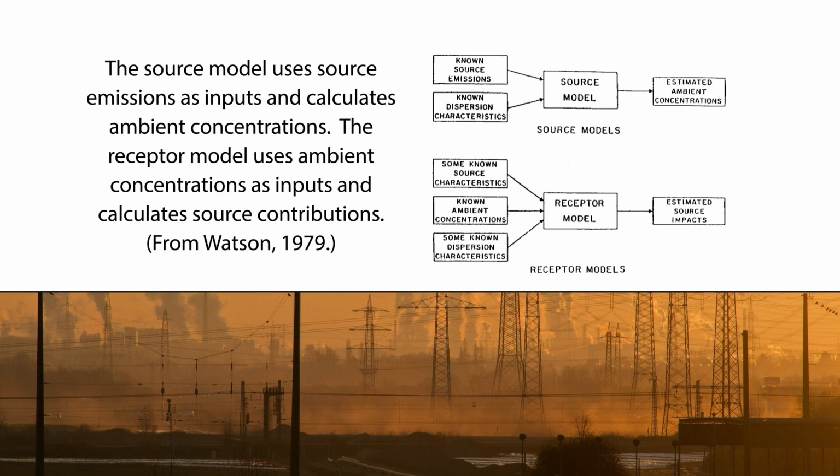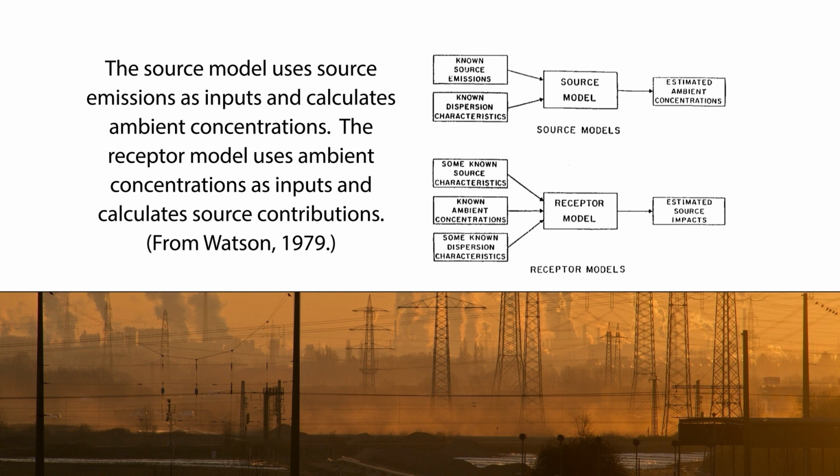In the source model, you can see the known source emissions and known dispersion characteristics. These are the two parameters given as input, and it will estimate the concentrations at a desired receptor location. So we can predict the concentrations in a downwind direction, maybe 1 kilometer, 2 kilometers, or 3 kilometers, whatever it may be.